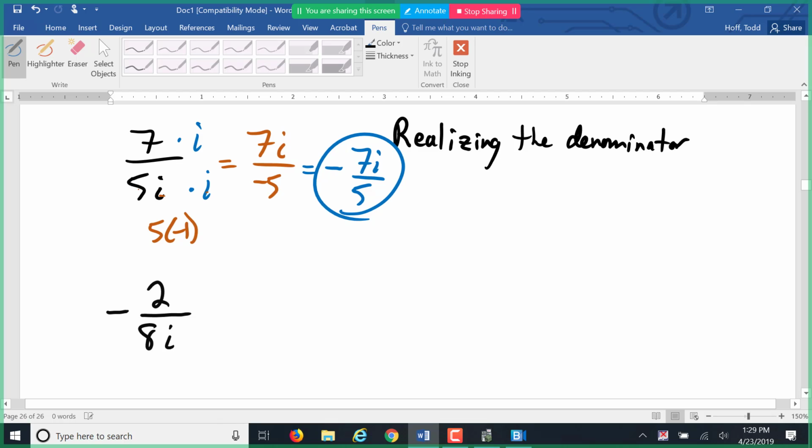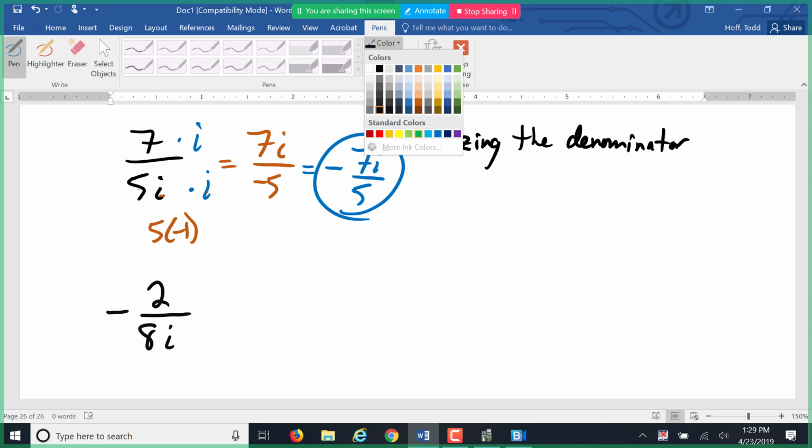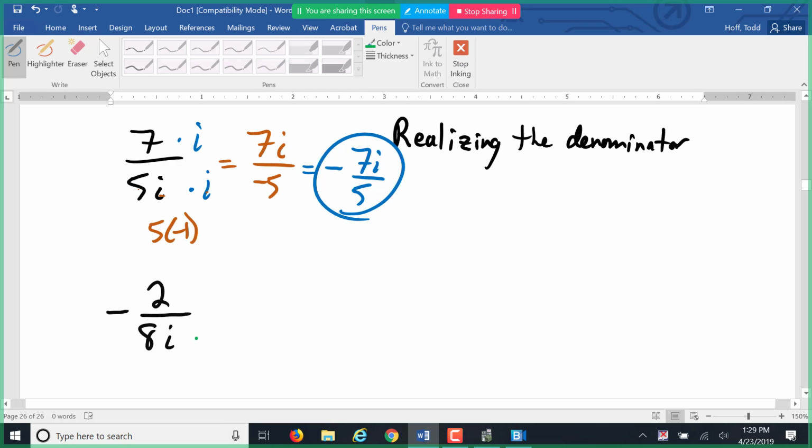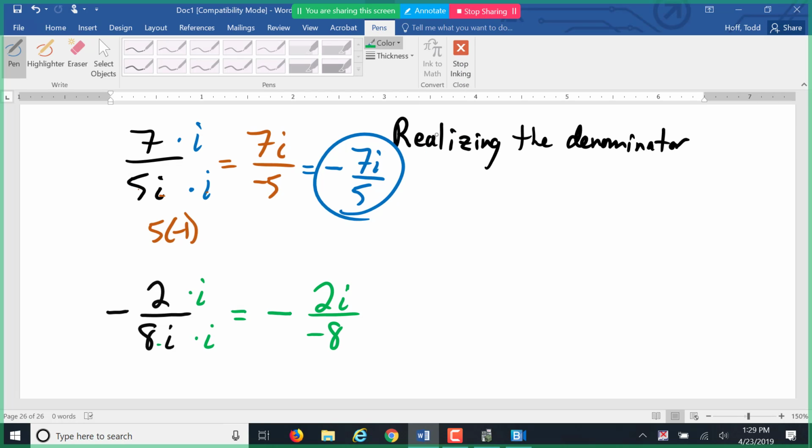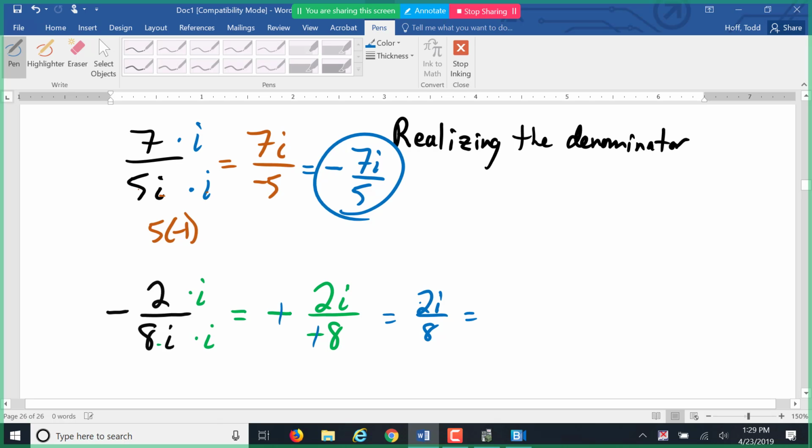So we might have negative 2 over 8i. Again, we just have to multiply by an i to get rid of it. So negative 2 times i is negative 2i, and 8i times i is negative 8. So we can just cancel out the negatives: 2i over 8. We can reduce the 2 and the 8 to give us i over 4.